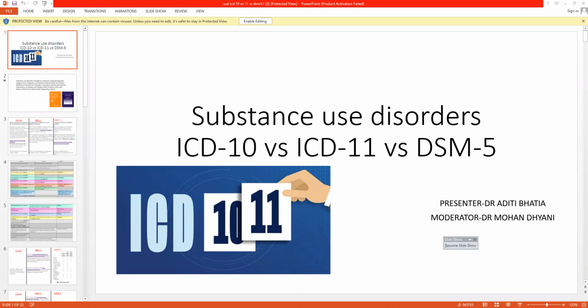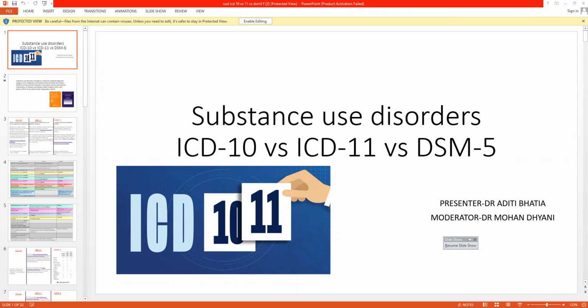Tolerance: a need for markedly increased amounts of the substance to achieve intoxication or the desired effect, or a markedly diminished effect with continued use of the same amount of the substance. A characteristic withdrawal syndrome for the substance, or a closely related substance, such as a benzodiazepine taken with alcohol, is taken to relieve or avoid the withdrawal symptoms. Substance use is continued despite knowledge of having a persistent or recurrent physical or psychological problem that is likely to have been caused or exacerbated by the substance.